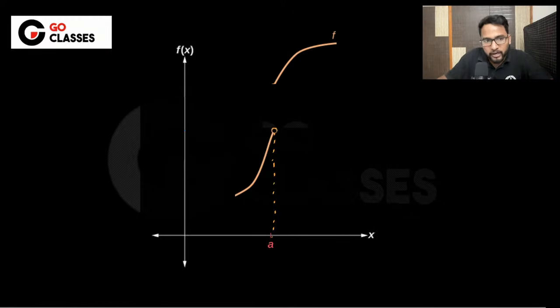Now you might say, what kind of graph is this? This is a discontinuous graph. That is fine. So suppose this is the graph that you have. At a, let's suppose this is the value that the function is taking. Let's suppose this is 5. The function is taking the value 5.